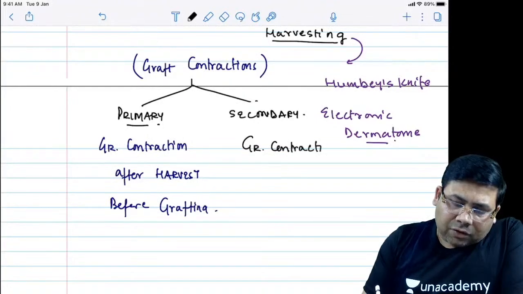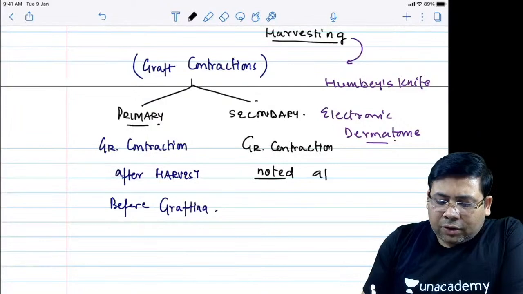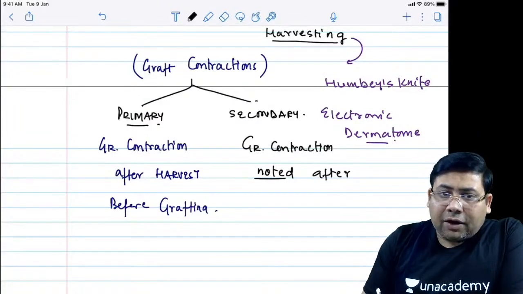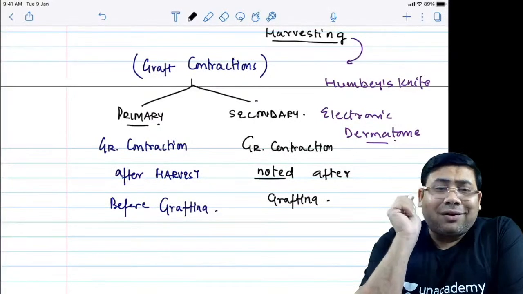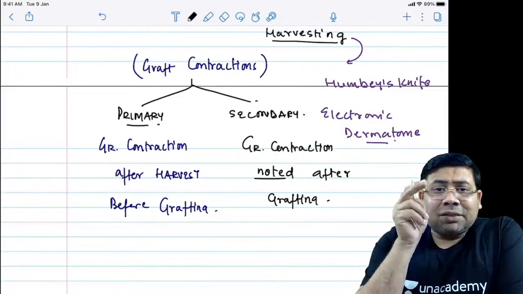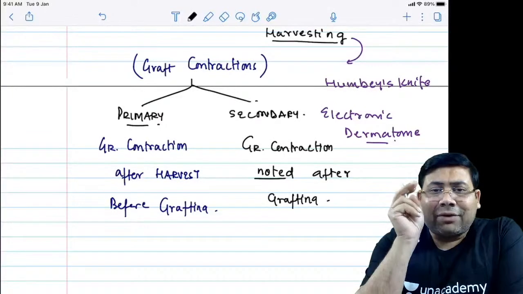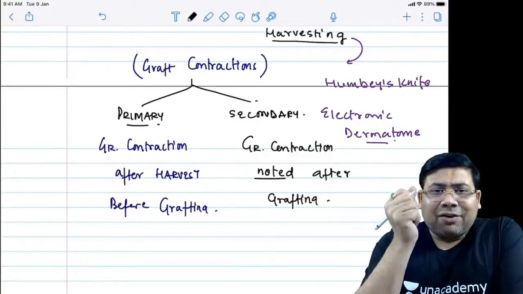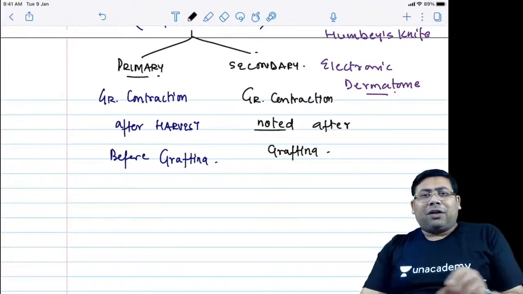this is the graft contraction noted after harvest, after the grafting. Now, which is undesirable? Both are undesirable. But which is mostly not wanted by anyone? This is the secondary. A graft with a high secondary contraction is never desired. Why? Because just after the process of grafting, it will strain.